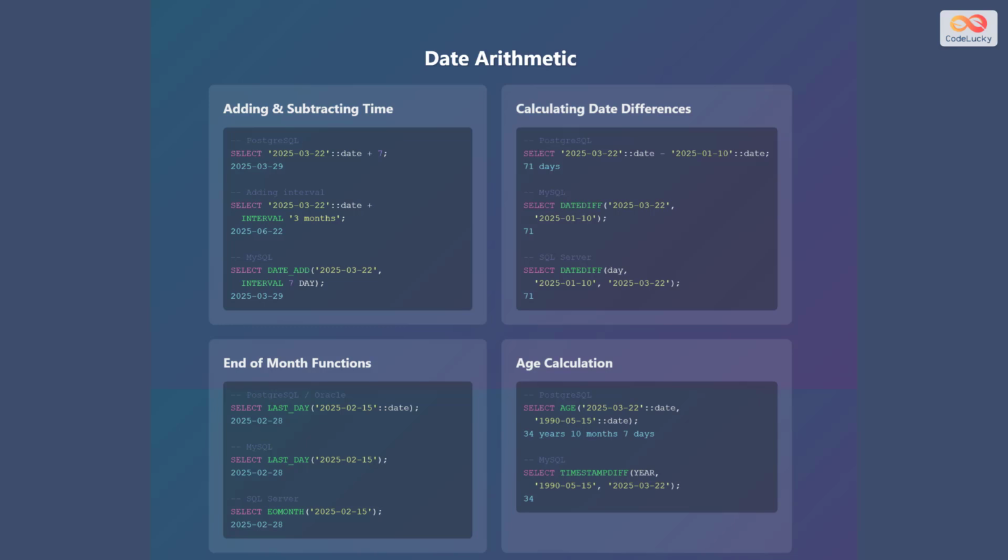PostgreSQL offers the AGE function to calculate the difference between two dates, providing a detailed breakdown in years, months, and days. MySQL provides the TIMESTAMPDIFF function, allowing you to calculate the difference between two dates in a specific unit, such as years.